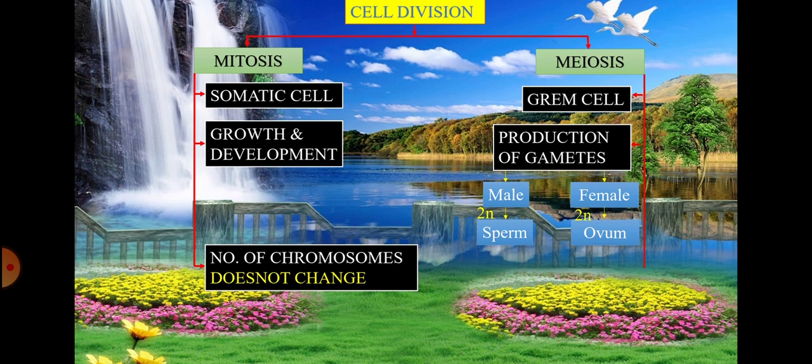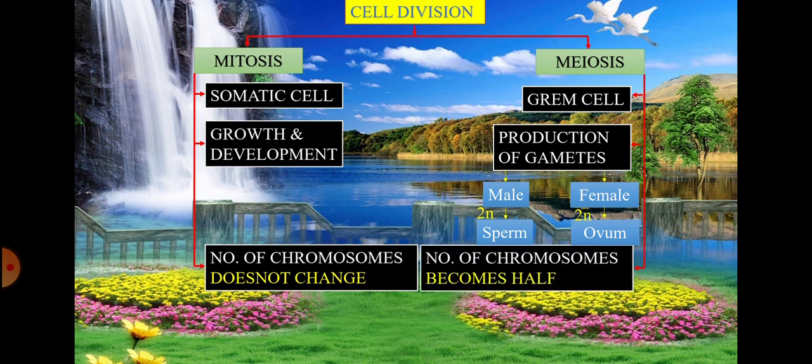But in meiosis, the chromosomes of the male and the female unite together, so the number of chromosomes becomes half of the existing chromosomes. Let me show you the structure of chromosomes in mitosis. If there are 2n cells, the resultant cells also will have 2n, right? So these types of cells are called diploid cells.